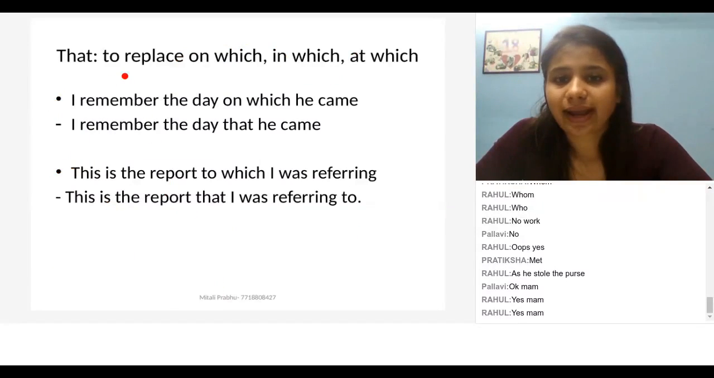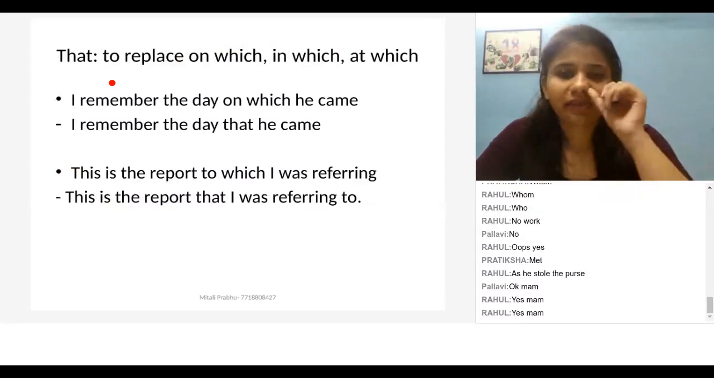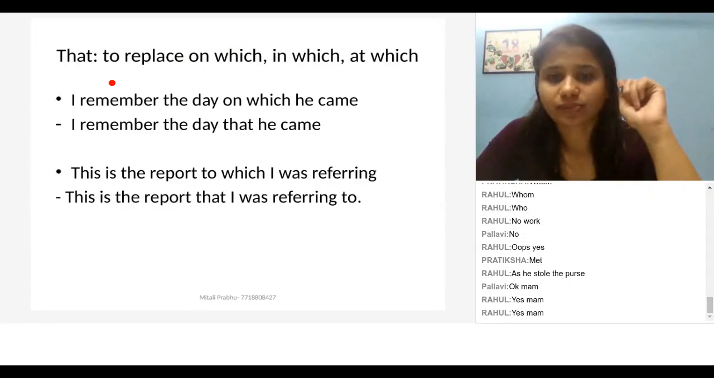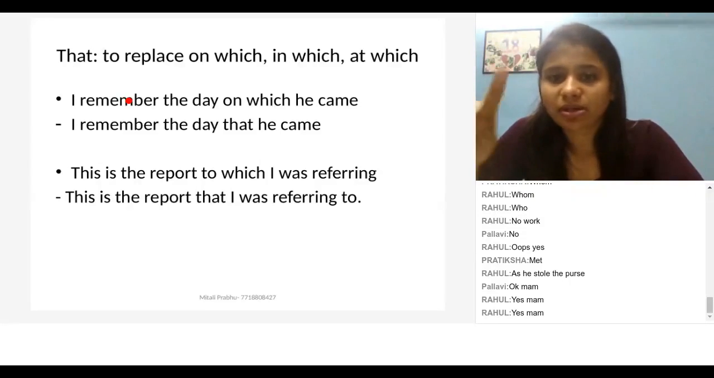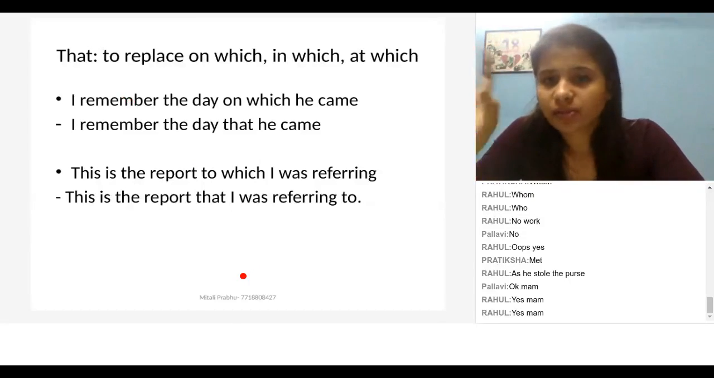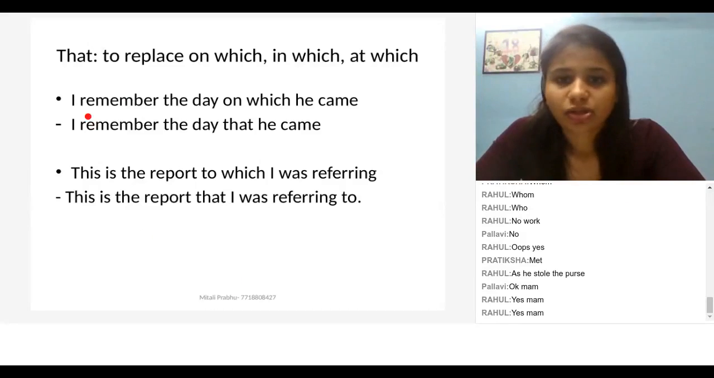Okay. So when to use that? That is used when you want to replace which sometimes. Now that and which are used interchangeably, but you have to remember certain rules about the places where you cannot replace them. In most of the cases, you can replace and use them. So when is that used?